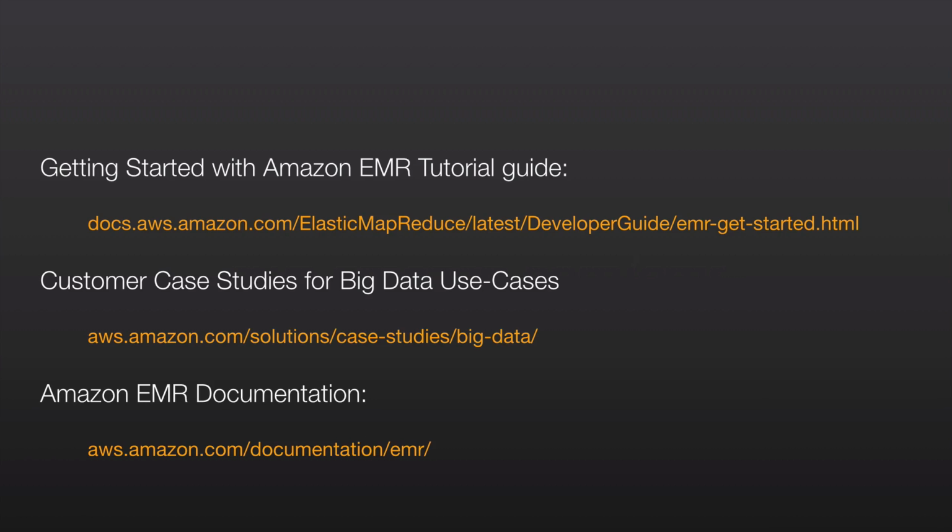There's also a host of case studies for big data use cases on AWS, many of which feature EMR, but also other services are covered there as well. Those are all at aws.amazon.com/solutions/case-studies/big-data. And then lastly, the Amazon EMR documentation, a great source of information. All of the references that I've talked about today pretty much come from the Amazon EMR documentation site.